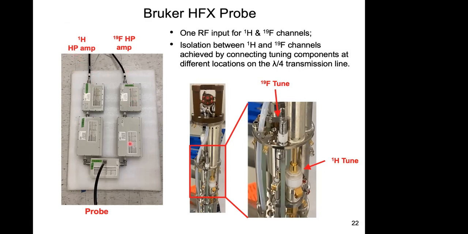And then you go through these filters. The proton channel will block out the fluorine, and the fluorine channel will block protons. And then you combine them into one line, and that line goes into the probe. And on the probe side, these actually share the same input. And the isolation between the proton and fluorine channel is achieved by connecting the tuning components. This is the fluorine capacitor, the fluorine tuning side. This is the proton side. And they're connected by a quarter wave transmission line.